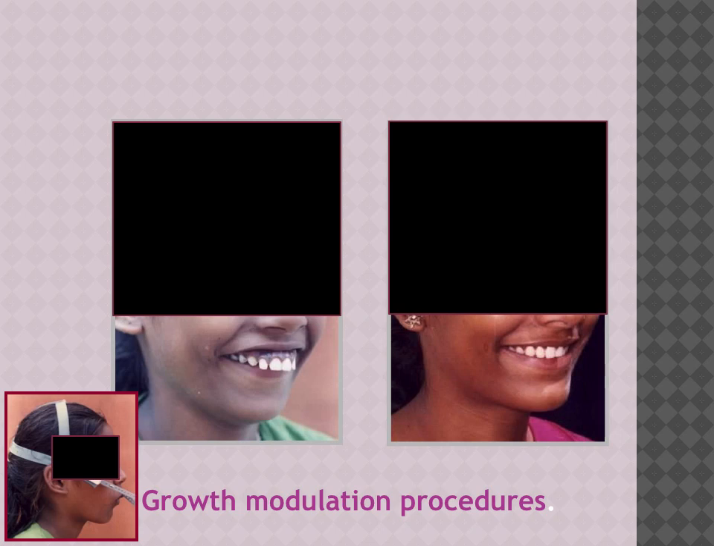Hence, at what age which jaw can be manipulated or modulated and in which direction. For that, we need to know the ideal timing of growth happening, and hence growth of maxilla and growth of mandible is something you have to master as an orthodontist.